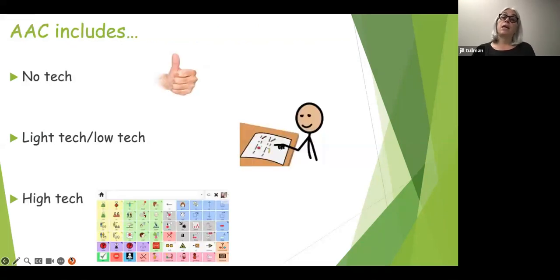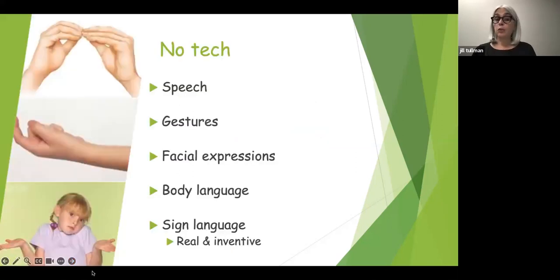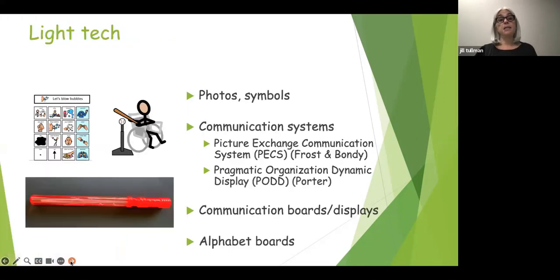When we talk about AAC, it includes no tech, light tech or low tech, and high tech. No tech includes speech, gestures, facial expressions, body language, and sign language. And signs can be real signs as well as inventive signs. When we're talking about light tech, we're talking about representing language concepts with photos or with symbols.